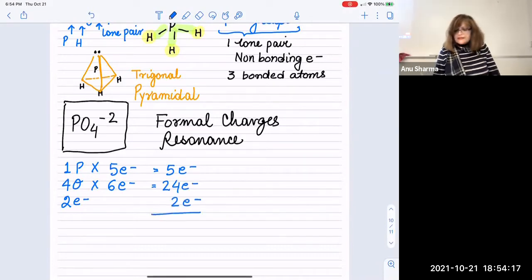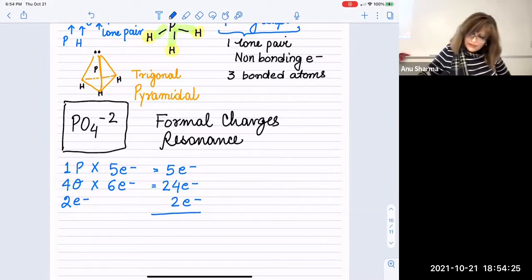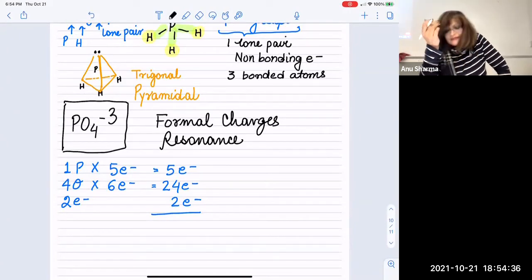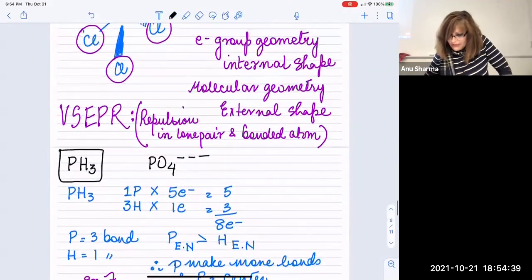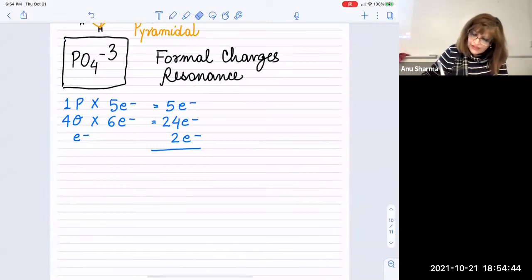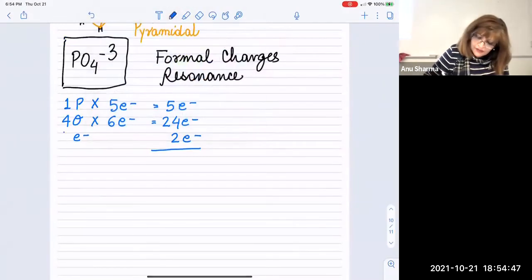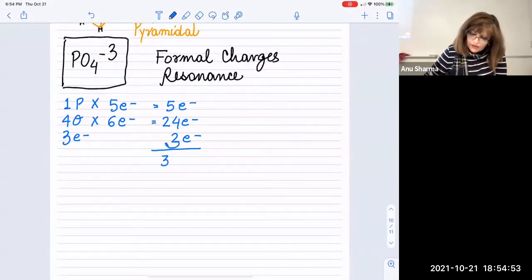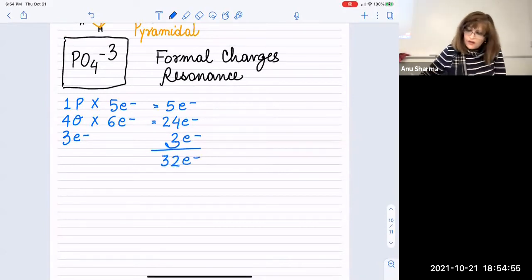So this becomes what, 9? Did I get this right? No, sorry, wait, sorry. This is PO4, not PO3. PO4 minus 3, yeah. PO4 minus 3, okay. So this is 3 electrons, not 2. So fix that, please. 3 electrons. Now we have 32 electrons. Okay. Now that's one piece.